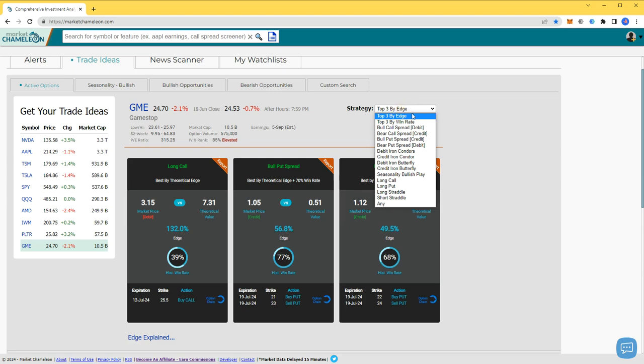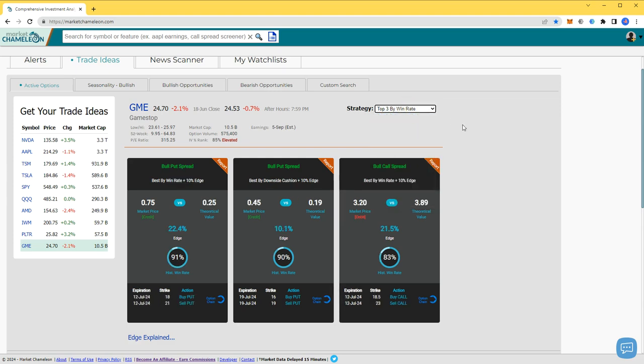You can also switch to sort by win rate right here. So you got 91% win rate, 90%.